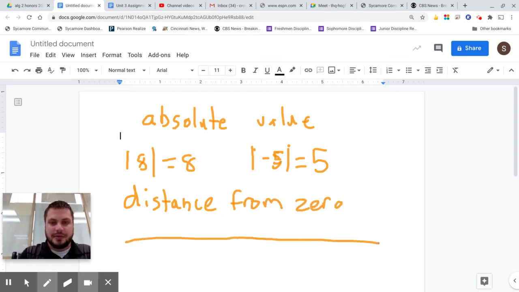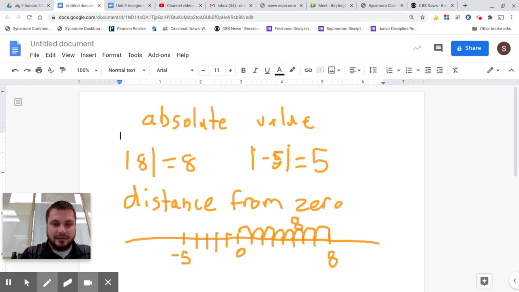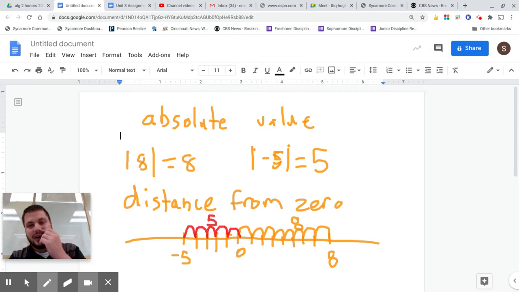So if I draw a quick number line here and I put 0 in the middle, 1, 2, 3, 4, 5, 6, 7, 8. 8 is 1, 2, 3, 4, 5, 6, 7, 8 units away from 0 on a number line. So its absolute value is 8. -5 is, again, 1, 2, 3, 4, 5 spaces or units away from 0 on a number line. See, distance can never be negative. That's why the absolute value is always positive. The absolute value can never be negative because distance can't be negative.